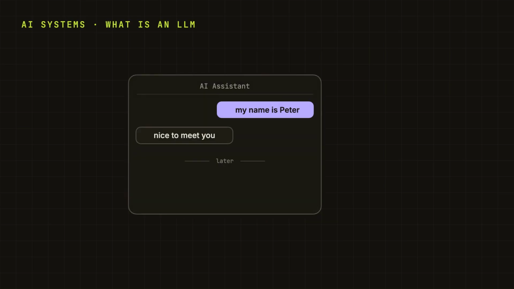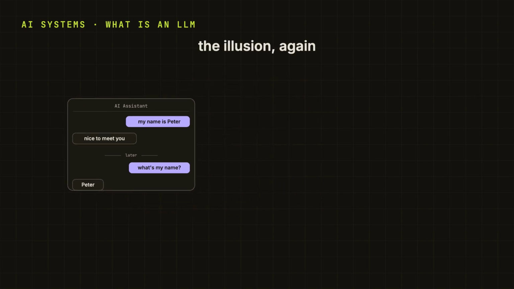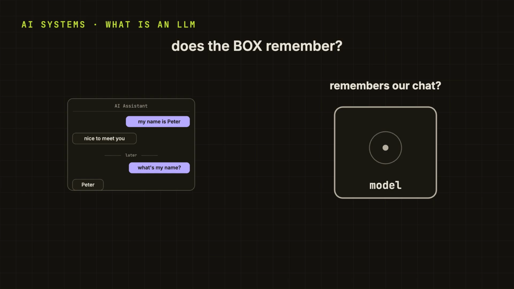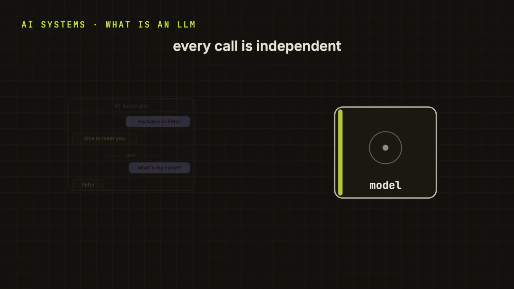Okay, back to the mystery from the very start. It remembered my name, but look at what we have actually built: a box that predicts the next word that you hit with one separate request at a time. So, here is the real question: does that box remember our last conversation? And the honest answer is no, not even slightly. Here is the wild part: every single call to that model is completely independent, a total blank slate. The model keeps nothing from the last time you called it. There is even a word for it: it's stateless. Every request is like the very first time it has ever heard from you.